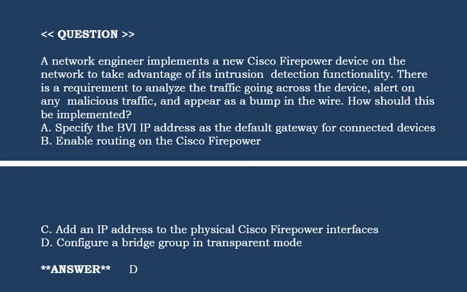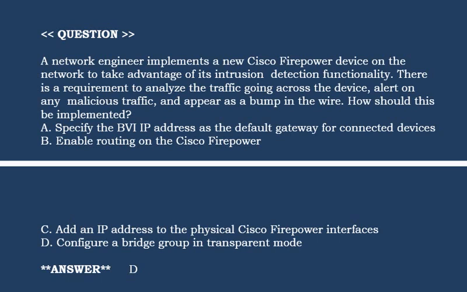Next question is, a network engineer implements a new Cisco Firepower device on the network to take advantage of its intrusion detection functionality. There is a requirement to analyze the traffic going across the device, alert on any malicious traffic, and appear as a bump in the wire. How should this be implemented?